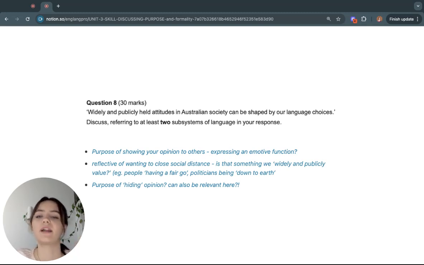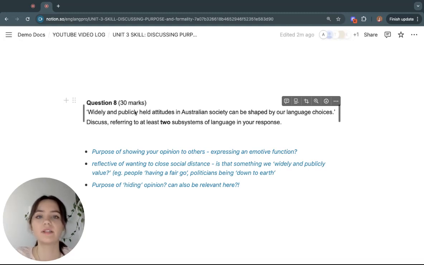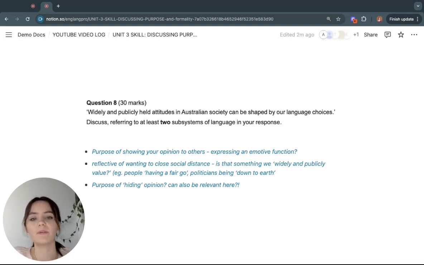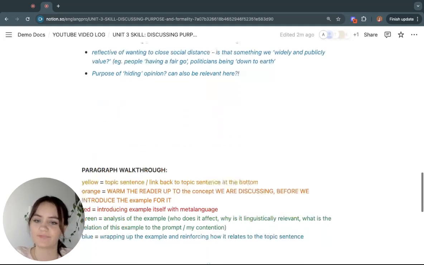Now, of course, you can keep going with purposes. I've put a final one here, of wanting to hide an opinion, and that can be relevant. Essentially anything works, as long as you're making sure you're showing that it's about widely and publicly held attitudes and really addressing the prompt, and not just doing a prepared essay kind of thing. You'll be able to demonstrate an insightful capability.